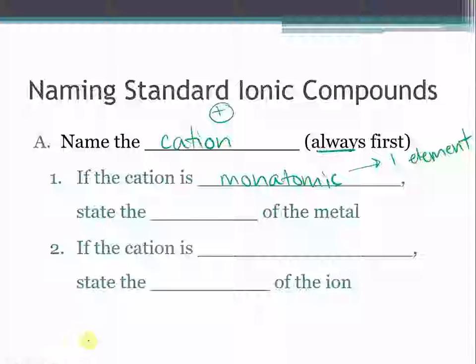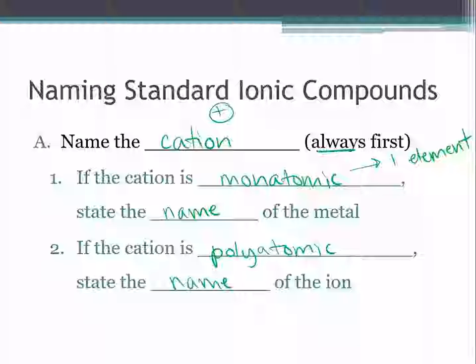If it's just a metal, sodium, copper, potassium, rubidium, if it's just one metal, state the name of the metal. Just say, hey, this is zinc. So then you say zinc. That's if it's monatomic, one element. If it is polyatomic, if it's one of your polyatomic ions, then you will just state the name of the ion.